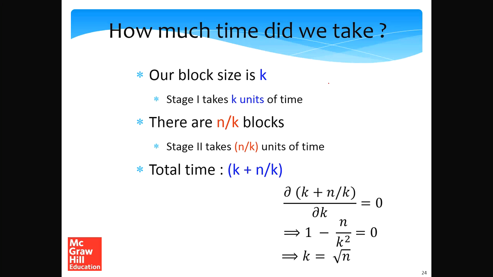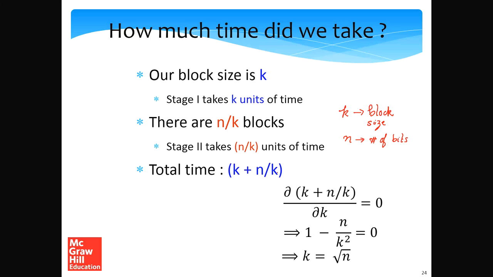Since there are n by K blocks, stage 2 will take n by K units of time. So total time is K plus n by K. What is K? K is the block size, the number of bits in one block, and n is the number of bits that we are trying to add. n clearly cannot be changed once the problem is given to you, but the block size can be changed.